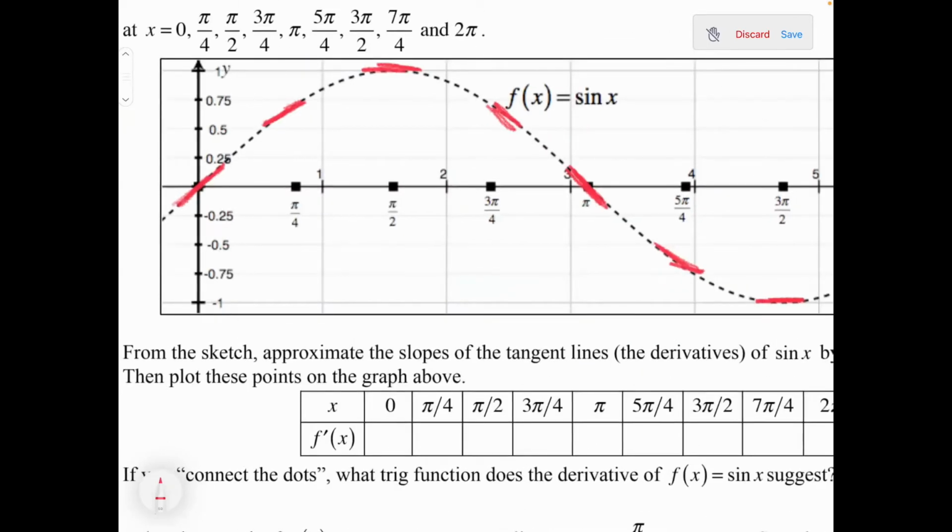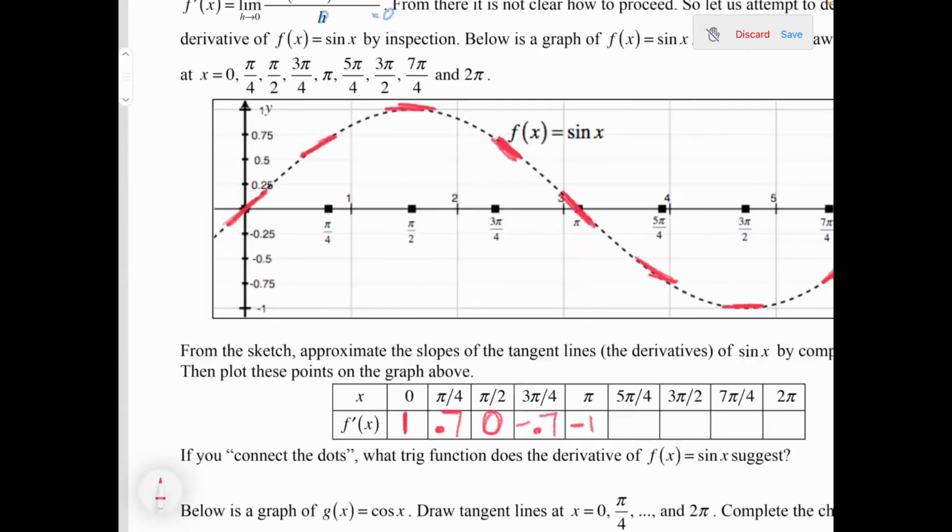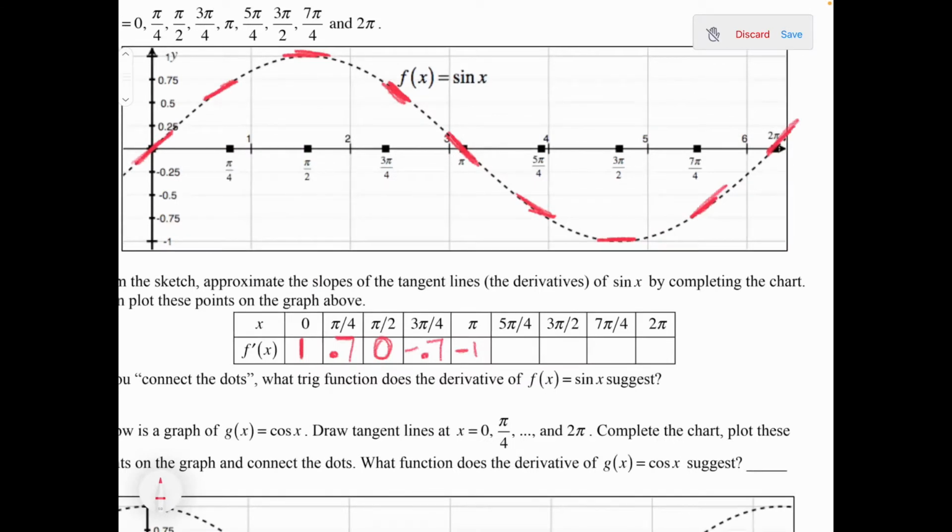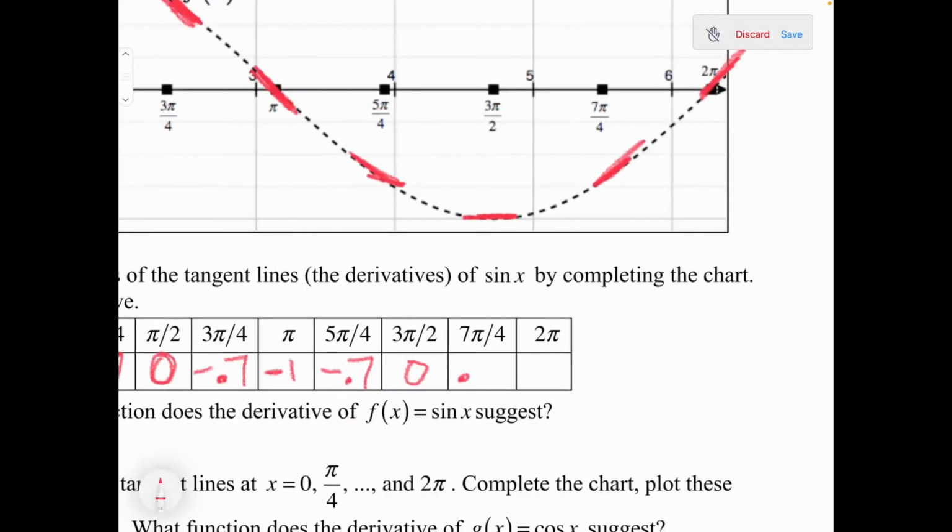So if we look at 0, the slope of that tangent line looks like it's approximately 1. At pi over 4, I know a few things that you guys don't know, so I know that's approximately 0.7. At pi over 2, that would be 0. At 3 pi over 4, that'd be negative 0.7. At pi, that would be negative 1. At 5 pi over 4, that would be negative 0.7. At 3 pi over 2 would be 0. At 7 pi over 4, that'd be positive 0.7. And at 2 pi, that would be positive 1.